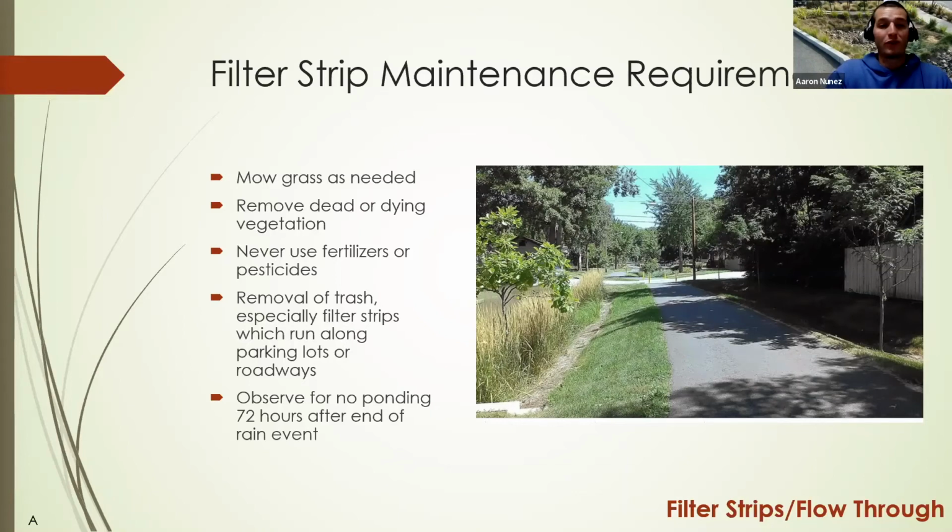Another one with filter strips is, since they're typically grass lined, if you begin to see bare patches where the grass is dying out for whatever reason, then watch out for soil creep, where you can see sediment slowly flowing down. And since these are typically on slopes, you can get soil creep from bare patches, allowing sediment to discharge out of these features as well.